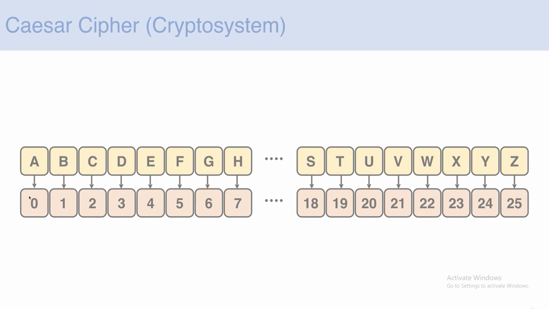Character A has the integer representation 0, character B has the integer representation 1, C has the value 2, D has the integer representation 3, and so on. The last letter of the alphabet is Z, it has the integer representation 25.